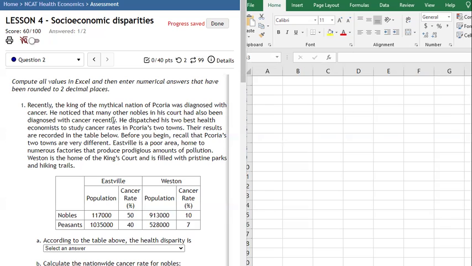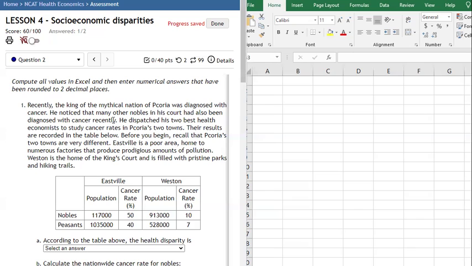Recently, the king of the mythical nation of Pecoria was diagnosed with cancer. He noticed that many other nobles in his court had also been diagnosed with cancer recently. He dispatched his two best health economists to study cancer rates in the nation's two towns. Their results are recorded in the table below.